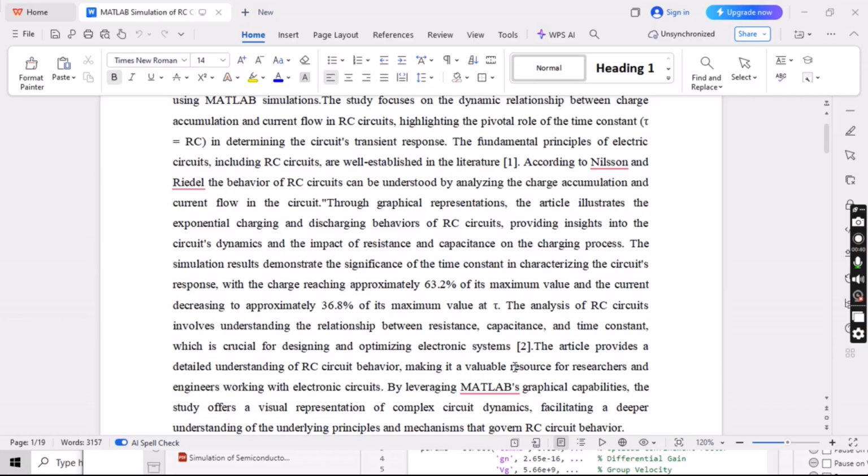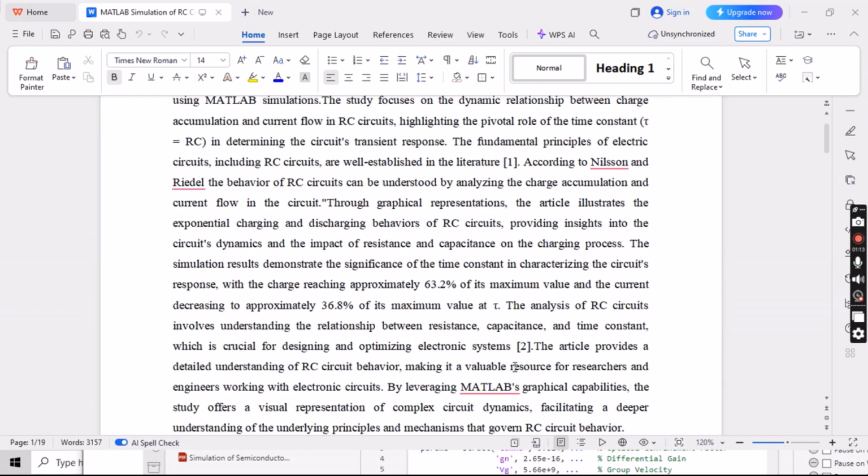approximately 36.8%. Basically, this is the maximum and minimum ratio, which is required to understand the relationship of charging and discharging of the battery. The analysis of RC circuits involves understanding the relationship between resistance, capacitance, and time constant, basically.